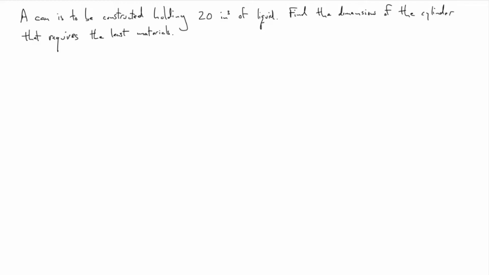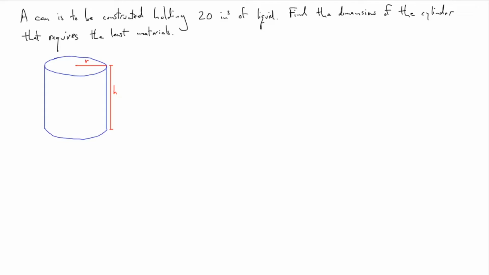So we've read the problem carefully. Now we need a picture. And our picture looks something like that. The next step is to introduce some variables. There are two interesting dimensions to a cylinder, and they are the radius of the cylinder and the height of the cylinder, which I have called R and H. Our goal is to find the dimensions of the cylinder that requires the least materials.